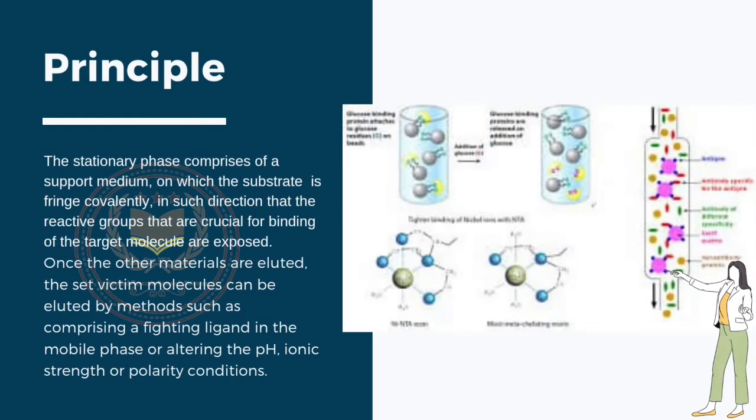So, the principle. The stationary phase comprises a support medium on which the substrate is fixed covalently. In such a direction, the reactive groups that are crucial for binding of the target molecule are exposed. As the natural mixture of substances is passed through the chromatographic column, substances with a crucial area for the immobilized substrate fix to the stationary phase, while all other materials are eluted in the void volume of the column. Once the other materials are eluted, the bound target molecule can be eluted by methods such as including a competing ligand in the mobile phase or altering the pH, ionic strength or polarity conditions.